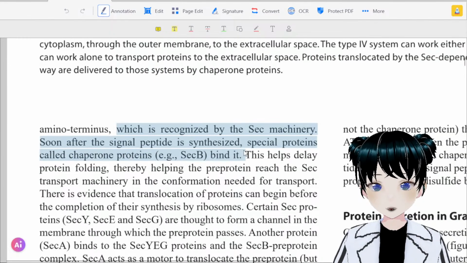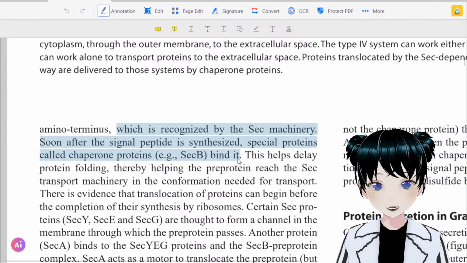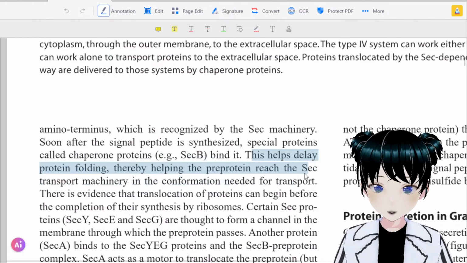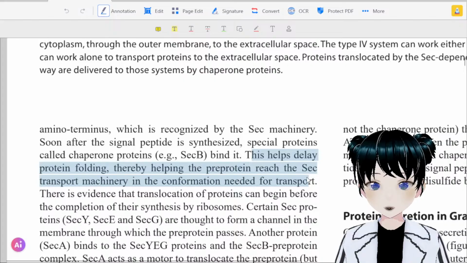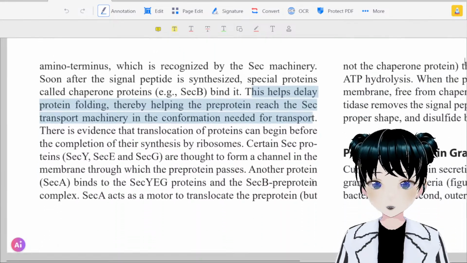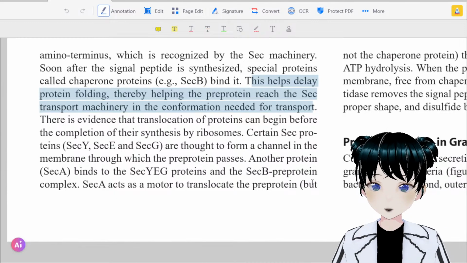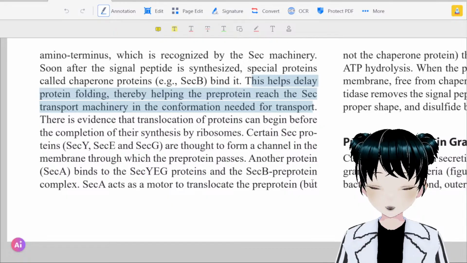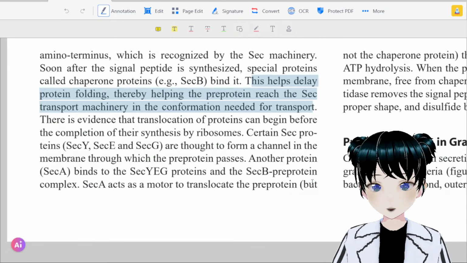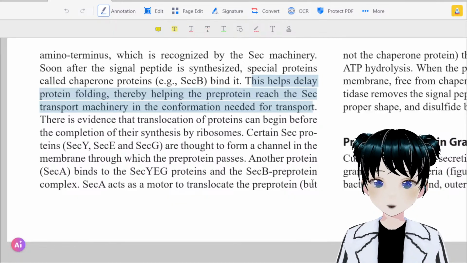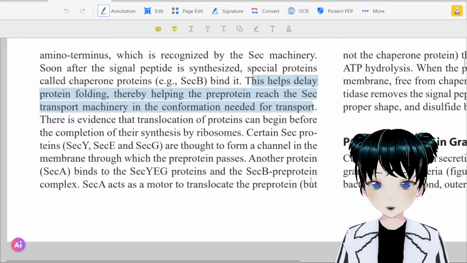Soon after the signal peptide is synthesized, a special chaperone protein, aka SecB, as we said, binds to it. The preprotein is bound to SecB. This helps delay protein folding, thereby helping the preprotein reach the sec transport machinery in the conformation needed for transport. It is easy for us to mold it into the machinery. Like if you are big and there is a small car and we need to put you in it, but if you are water, you are easy. If you don't have a definite shape, we can put you into the stuff as we want.